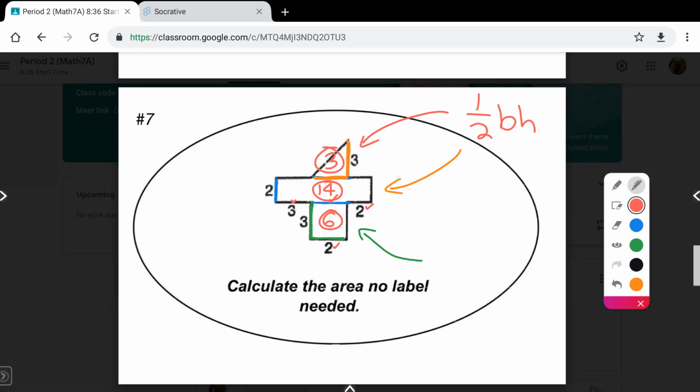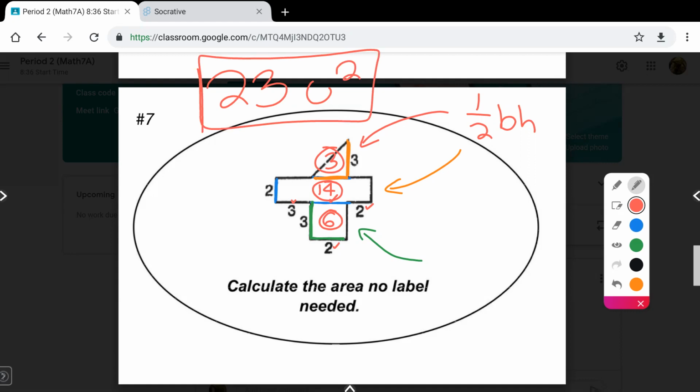So now I got my 3 regions that I have. The triangle is a 3, the middle rectangle is a 14, the bottom rectangle is a 6. I add them up, and now my combined area will be 23, and since there are no units, it's units squared. All right, so 23 units squared is the combined area of this compound shape.